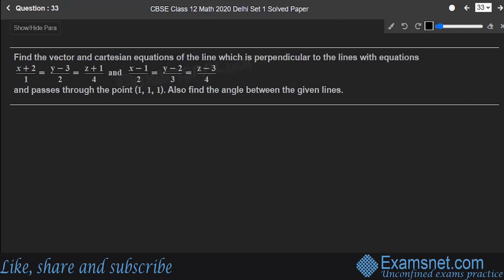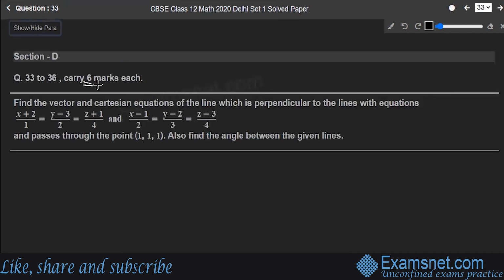Now we are moving to section D, which carries 6 marks, which are pretty good ones. So that means expect some very good questions, lengthy ones and the typical ones now. Okay, 4 questions like the lengthy one, 6 marks question. You have to find the vector and the Cartesian equations of the line which is perpendicular to the lines with these 2 equations and passes through 1, 1, 1. You also have to find the angle between them.